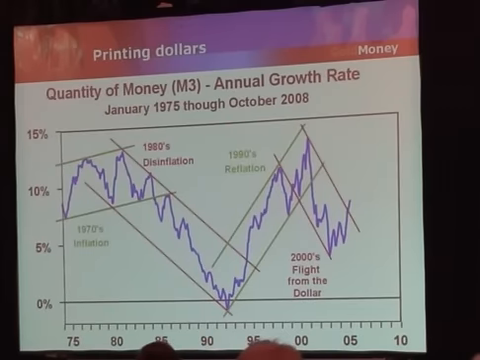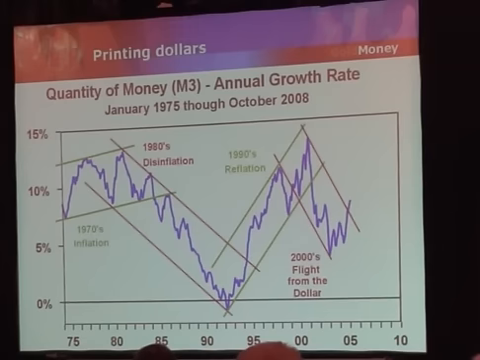This is M3. This is the total quantity of money, total quantity of dollars, and these are the annual growth rates. And this, to me, is the most important chart of them all. You know, I said we can project purchasing power by waiting for the Dow to get back down to 1 or 2 ounces, and then you buy the Dow. You sell your gold and you buy the Dow.